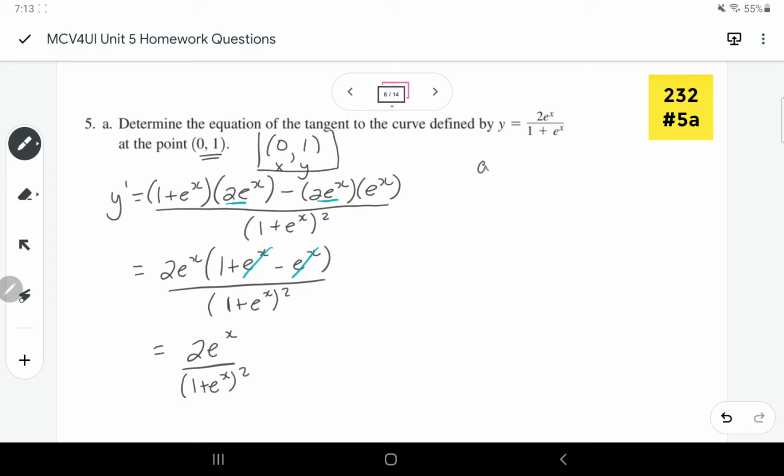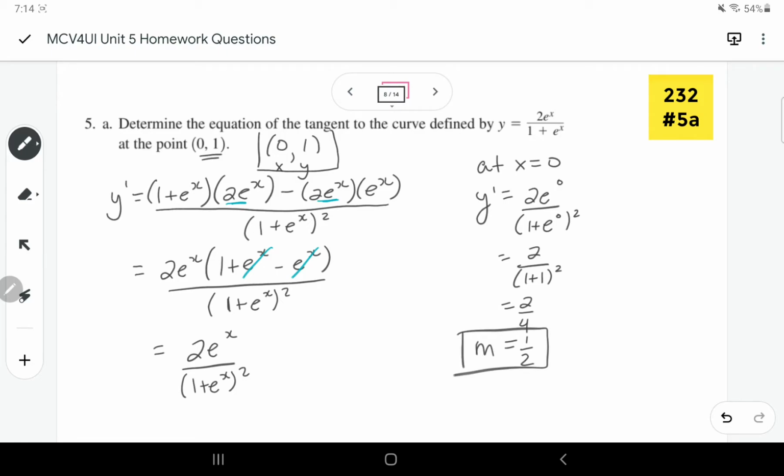So then I would say at x equals 0, what's this derivative equal to? Because we don't have that function notation here for the y equals, but we can list out what our x value is. So 2 times e to the 0 over 1 plus e to the 0 squared. So on top, we get 2, because e to the 0 is 1. And then on the bottom, 1 plus 1 squared, or 2 squared, so 2 over 4, which is 1/2. So that's our m value. That's our slope of the tangent, 1/2.